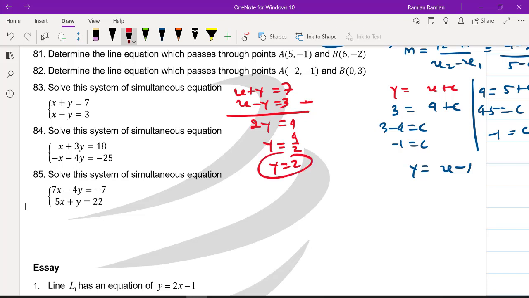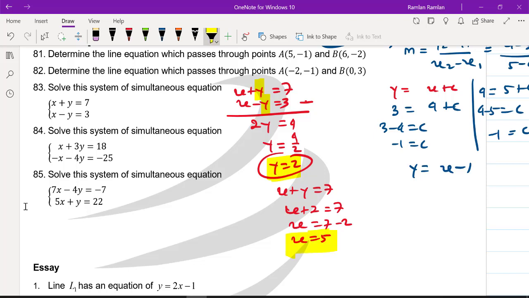So how can we find the value of x? Just plug this y into one of the equations. It can be this one or this one, it will be the same, so just pick one of them. I'm going to pick this one here, x plus y equals 7. I know that y is 2, so substitute that y becomes 2. So x plus 2 equals 7, so x equals 7 minus 2, which is equal to 5.